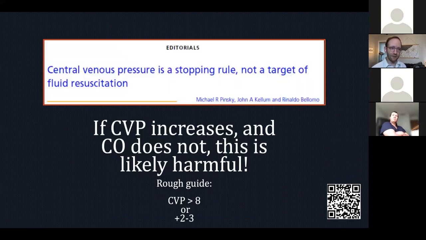There's a really nice editorial about this. I really recommend reading this. This is obviously not a study. It's not a randomized trial. It's not even an observational trial. This is 3 smart people giving their opinion on this issue.